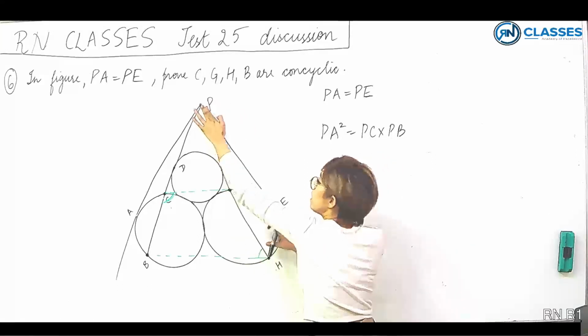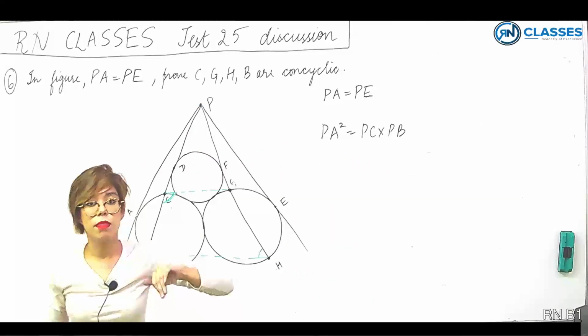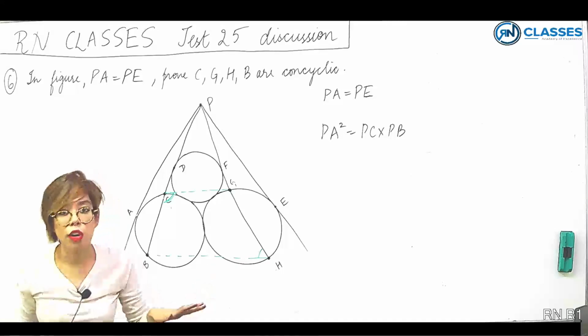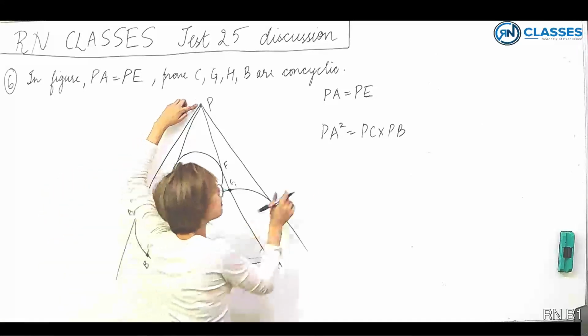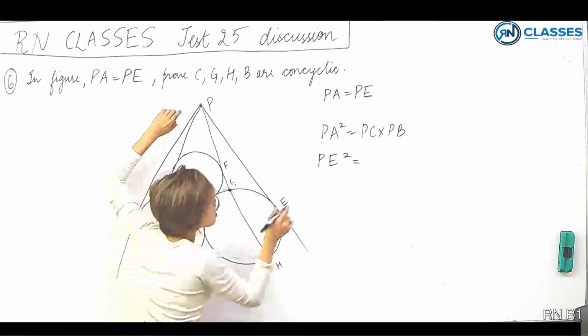Now the tangent is PE, then you have PG, then you have PH. Write the same relationship. Come on, I want to check whether you have understood or not. So I can write PE square is equal to PG into PH.